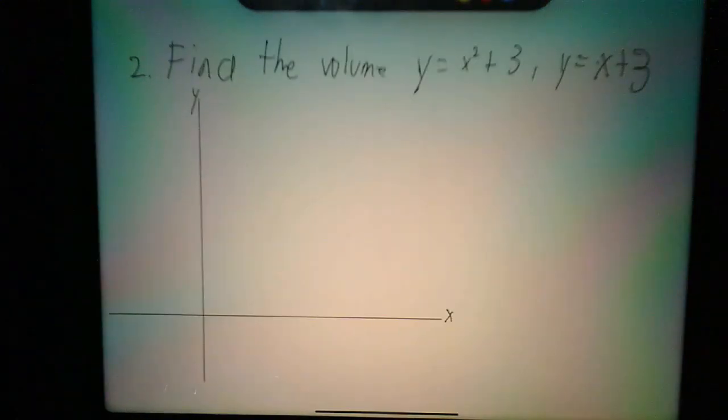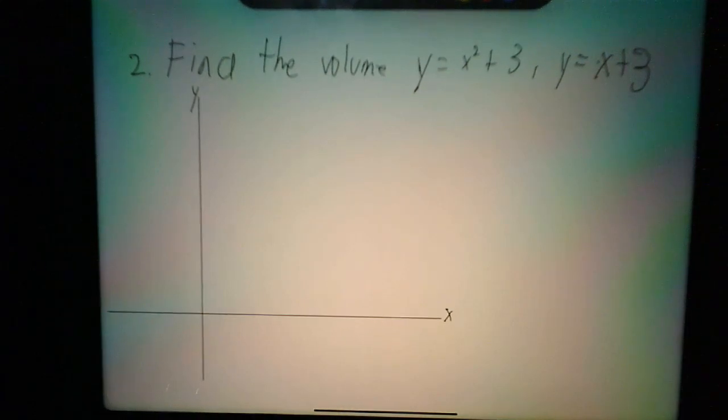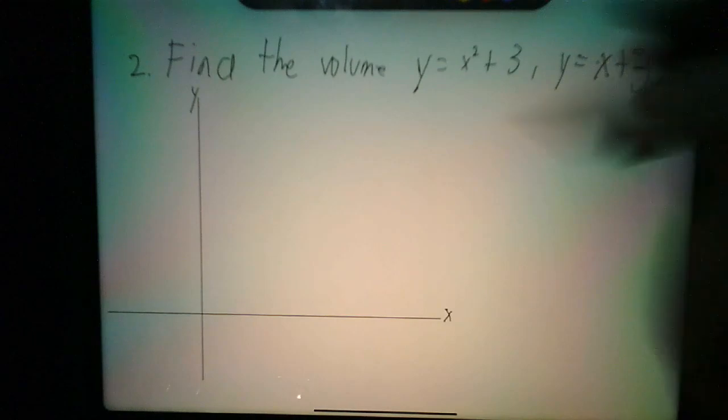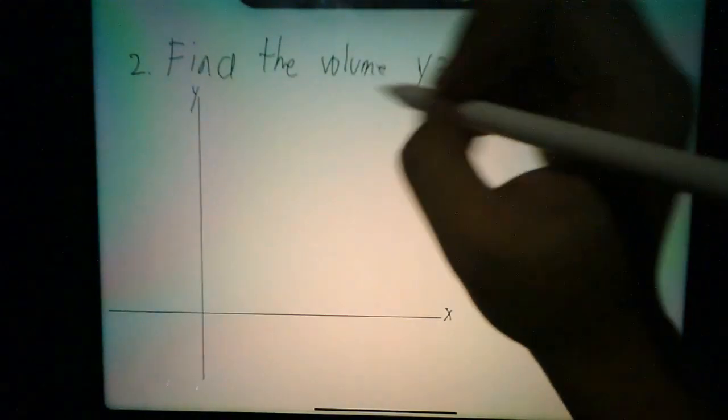Now let's move on to problem number 2. Let me find a problem first. Now we have our second example for the washer method. Find the volume bounded by y equals x squared plus 3 and y equals x plus 3. First we need to find the points of the parabola.